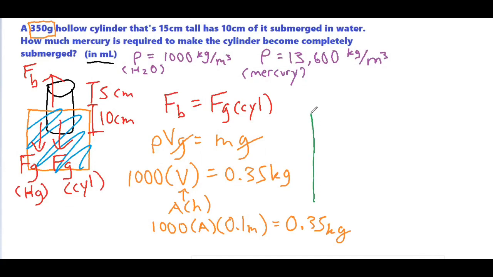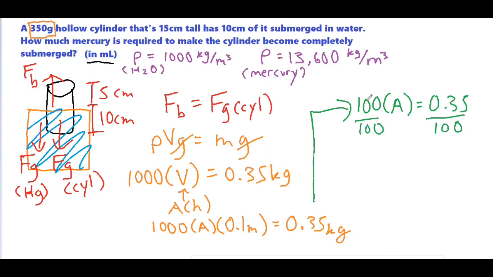Now from there, let's go ahead and set that up over here. 1,000 times 0.1 is 100. So 100 times A equals 0.35. Divide both sides by 100. And that gives us our area of 0.0035 meters squared. Now, we weren't looking for area for our answer, but that will probably be some useful information later down the line. So let's go ahead and add that up here into our list of known variables.